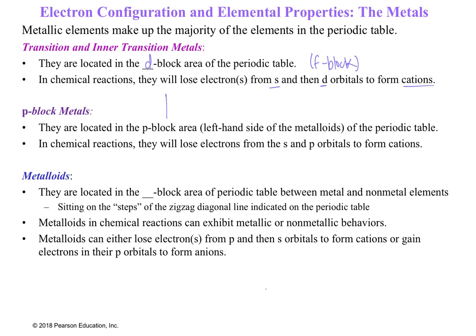Now, p-block metals, so I'm going to draw a periodic table again. If you remember that, it kind of looks like that. We have our p block here, right? And here's our s block, and then down here is our d block. So our metals are down below. They even go into the p block. So we have our p block nonmetals, but below the metalloids is our p block metals. And they can lose electrons from their s and p orbitals to form cations as well. They can also do a variety of things with their charges, similar to transition metals.